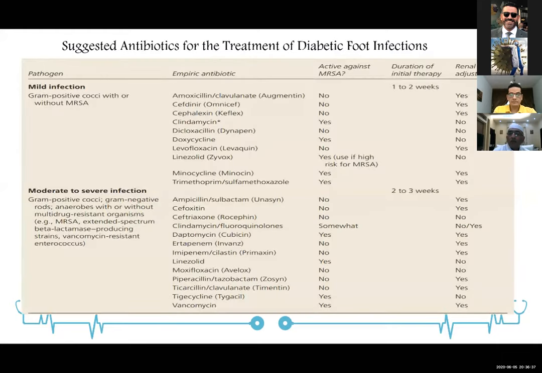This is the suggested antibiotic for the treatment of diabetic foot infection. We can see the mild infection and moderate to severe, and we can choose the type of antibiotic according to the gram positive, the gram negative, and anaerobes. This is recommended by the American College of Physicians.